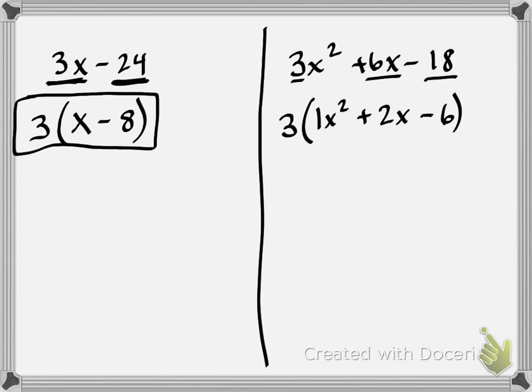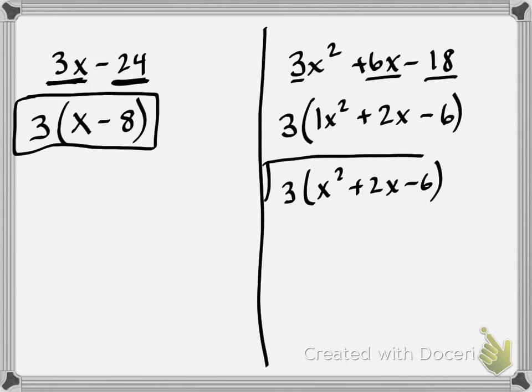And that's it. That's my GCF. I don't have to write that 1 if I don't want to. I can just write it like that. And that would be my final answer for factoring out the GCF.